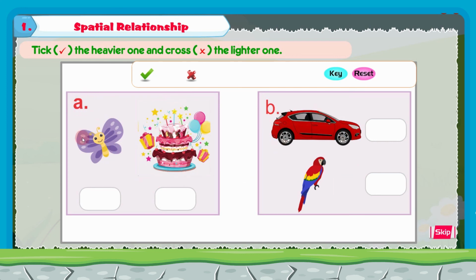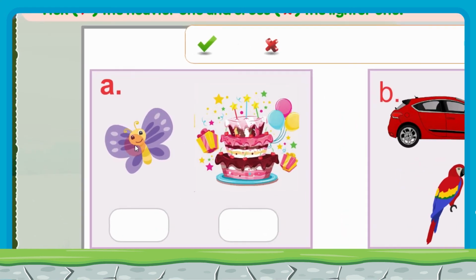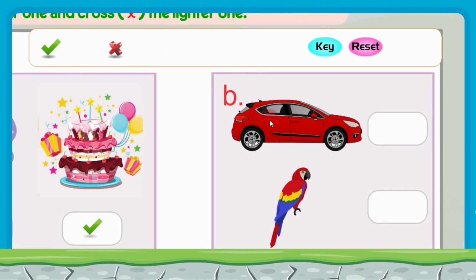The A picture, we have a butterfly and a big cake. So, in these two pictures, we have to put a tick mark for the heavier one and a cross mark for the lighter one. So, among these two, the butterfly is small and light. So, we will put the cross mark. And the cake is big and heavy. So, we will put the tick mark. Now, in the B picture, this is a car and this is a parrot.